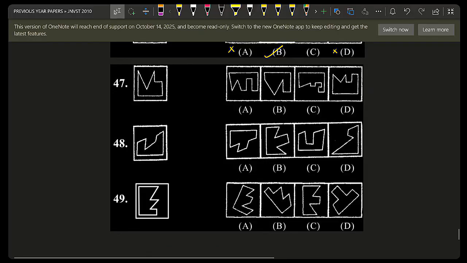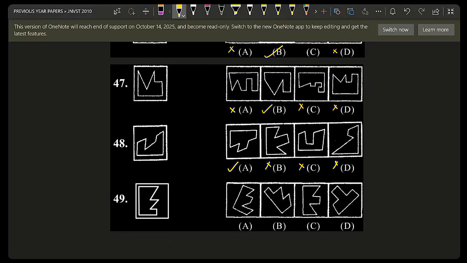47th one. Which figure is matching? So take care of the other part. Option A is not matching. Option B may be correct. Option C wrong. Option D is wrong. The best one is option B. So you can see the pattern is matching here. This pattern is there in option B. And 48, option A may be correct. B definitely wrong. Wrong pattern. Option C is wrong. Option D also wrong. The best one is option A.